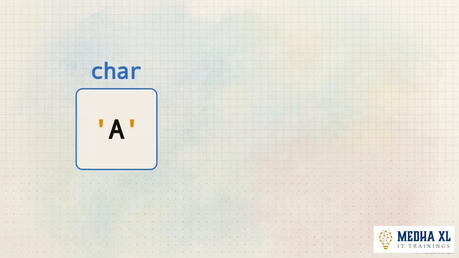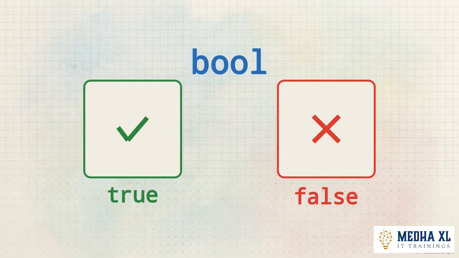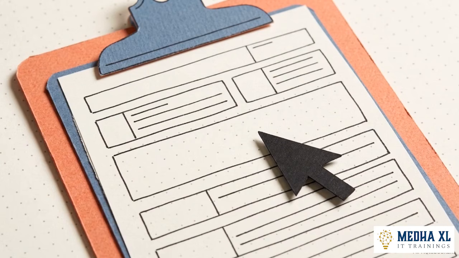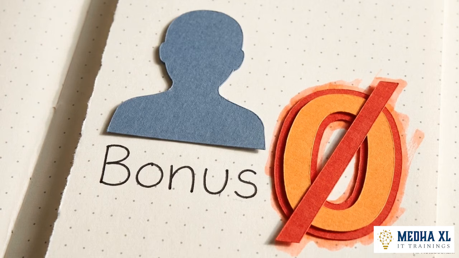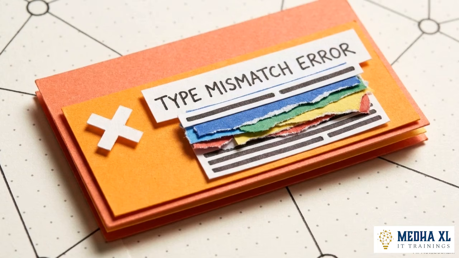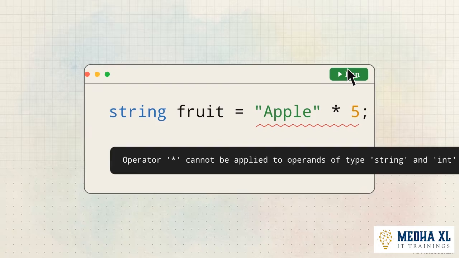Similarly, a single letter is a char in single quotes, while full words are stored as a string using double quotes. We also have the Boolean data type, which stores simple true or false logic. This binary storage is crucial for systems like login verification or checking if a payment went through. And sometimes data simply does not exist yet. If an employee hasn't been assigned a bonus, storing a 0 is factually incorrect. C# uses nullable types to explicitly represent an empty state. Enforcing exact data types acts as a safety mechanism. It prevents the compiler from attempting impossible operations, like multiplying a word by a number, before the program even runs.